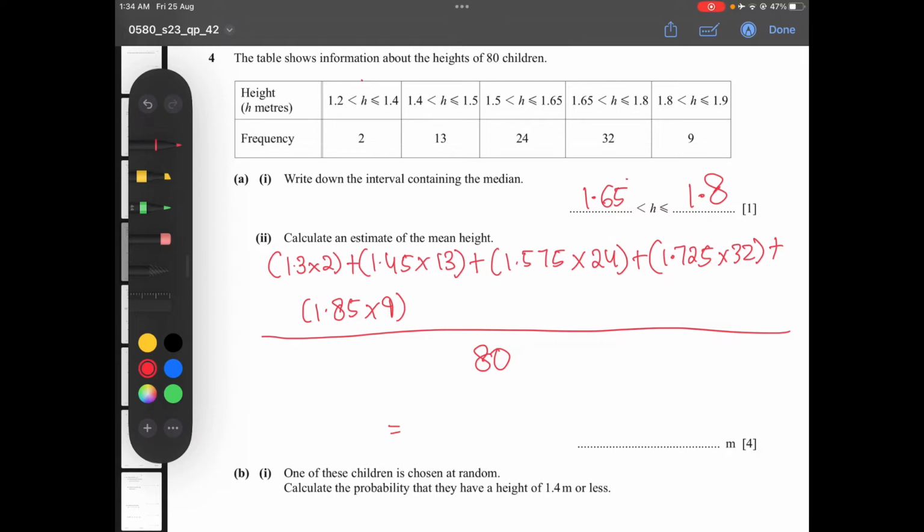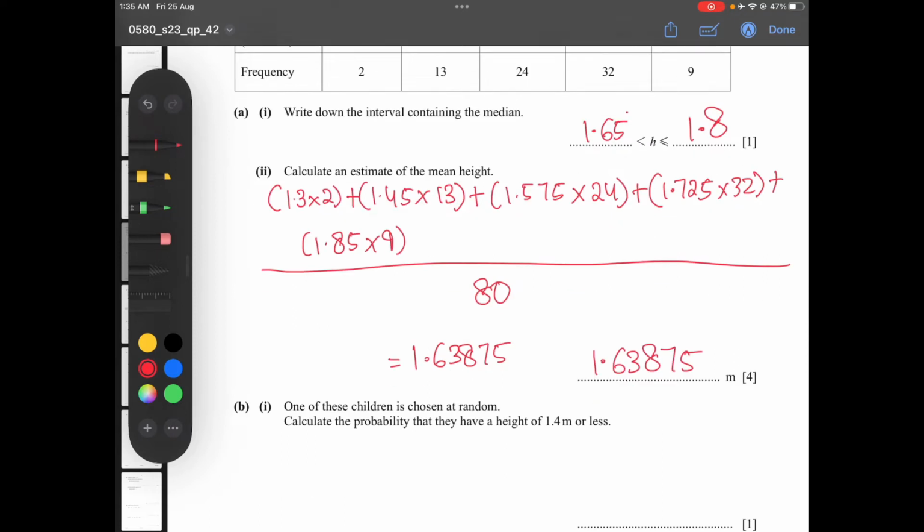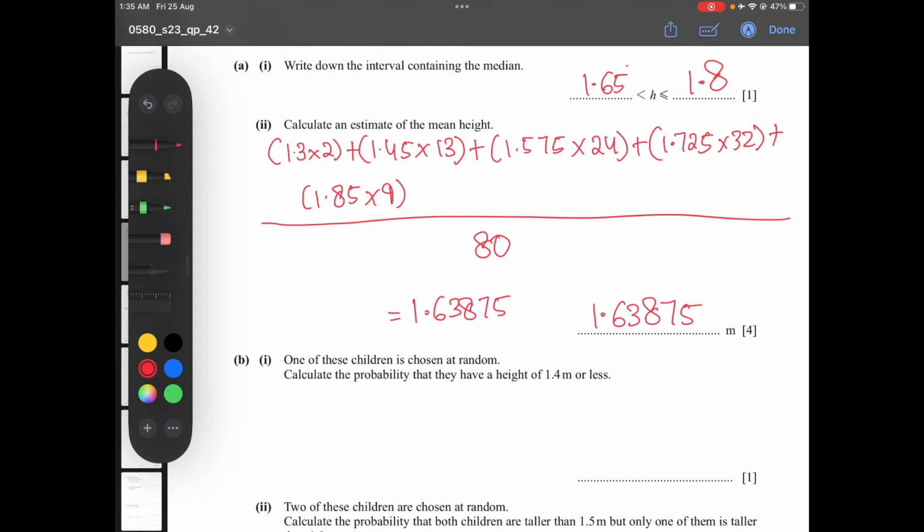1.3 into 2 plus 1.45 into 13 plus 1.575 into 24 plus 1.725 into 32 plus 1.85 into 9, divided by 80, which gives us 1.63875. I guess we can write this down as it is, since it's there in the marking scheme. Although if you write 1.639, it's not going to be wrong.